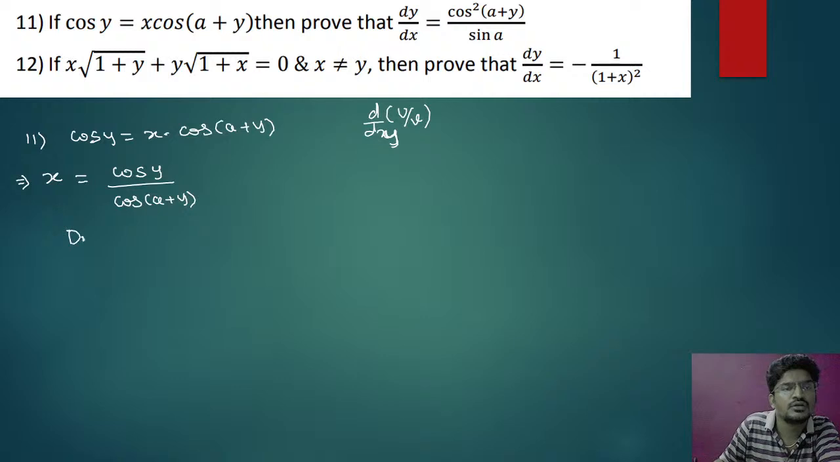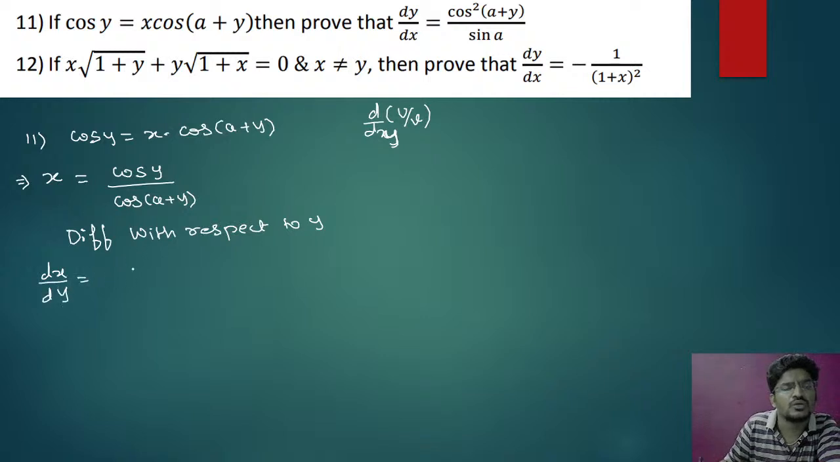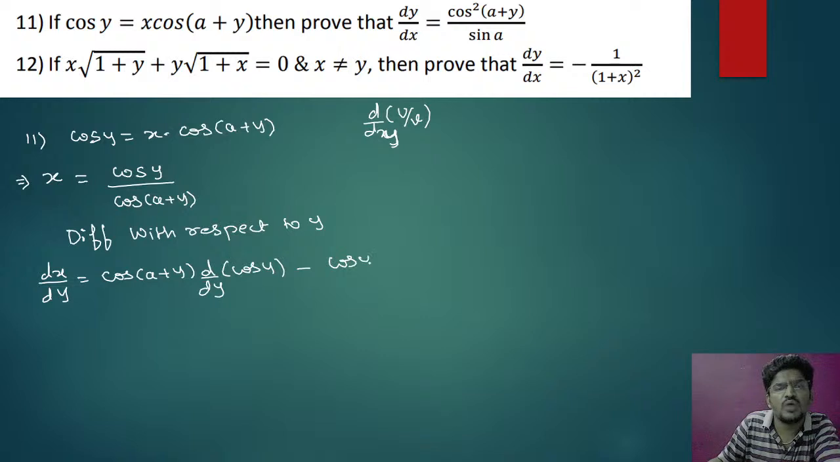Differentiating with respect to y. Okay, so this has to be done very carefully. So now dx by dy will be equal to cos of a plus y into d by dy of cos y minus cos y into d by dy of cos of a plus y.